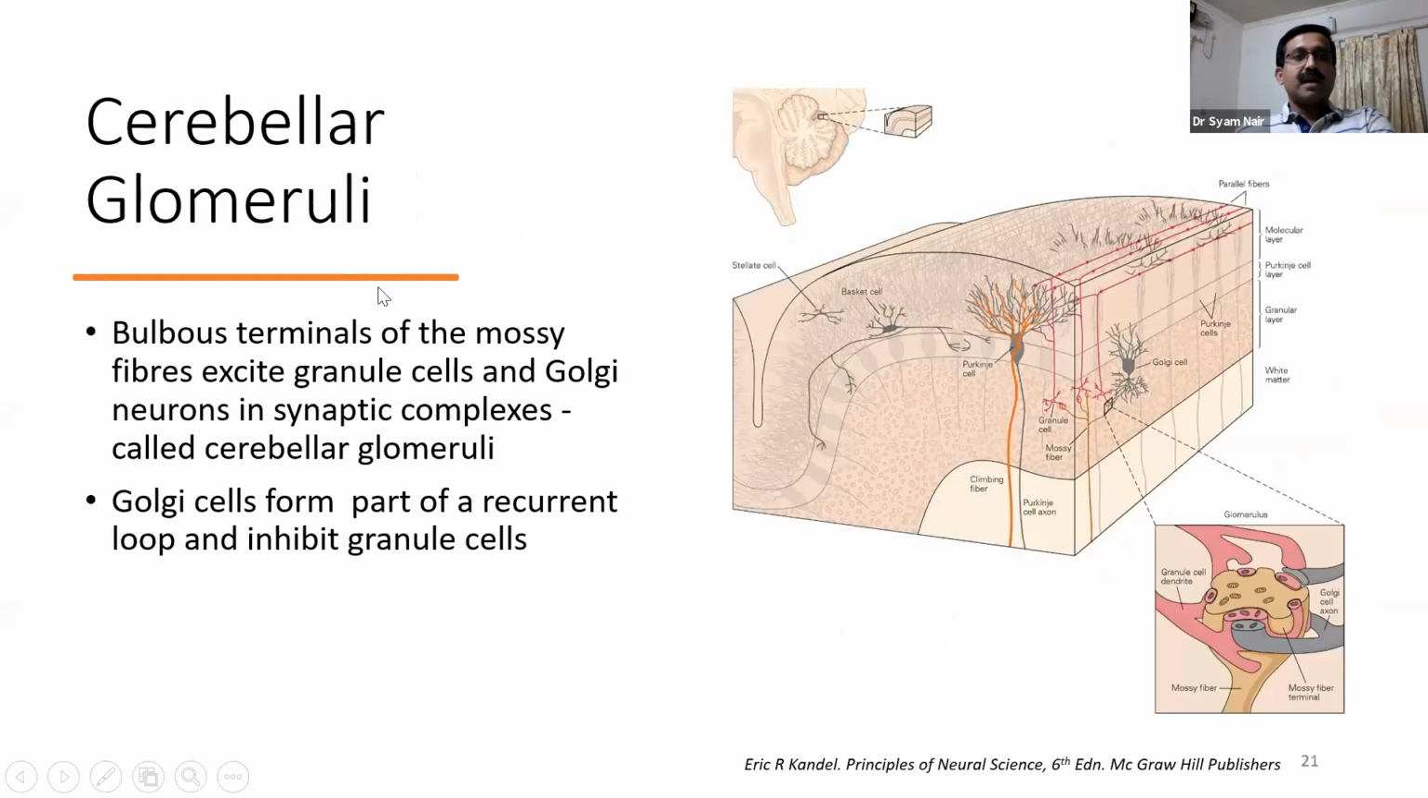So there is something called the cerebellar glomeruli. These are actually bulbous terminals of the mossy fibers which excite the granule cells and Golgi neurons in synaptic complexes called cerebellar glomeruli. So it's a synaptic complex. There's a bulbous expansion of the mossy fiber terminal, and it excites granule cells as well as the Golgi cells. And these Golgi cells form part of a recurrent loop and inhibit the granule cells. That is, the mossy fiber excites the Golgi cell, and the Golgi cell inhibits the granule cell. The mossy fiber directly excites the granule cell also. So the mossy fiber's effect on the granule cell is excitatory, but indirectly, through the Golgi cell, it inhibits the granule cell.